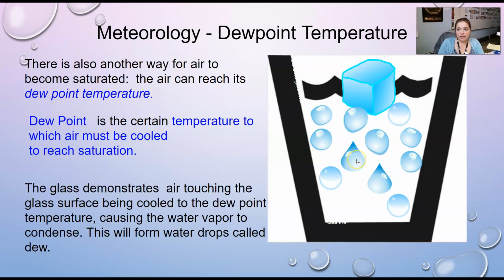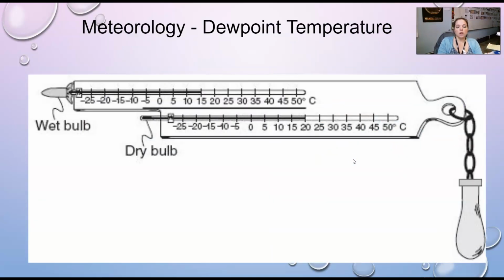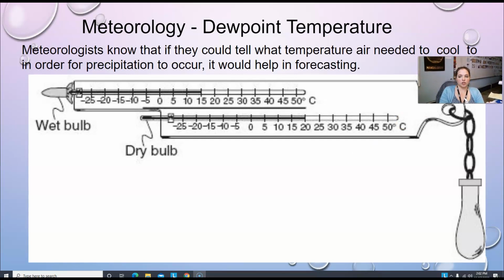This glass, like the glass I was talking about, demonstrates it. The air touching the glass surface has become cooled, because of the ice inside, to the dew point temperature, causing the water vapor in the air to condense on your cup, which is sometimes why you need coasters. And this is called dew. So meteorologists know that if they could tell what temperature the air needed to cool to in order for rain to happen, it could help them in forecasting.